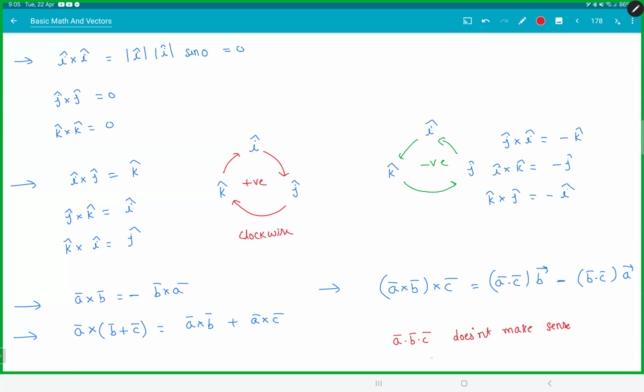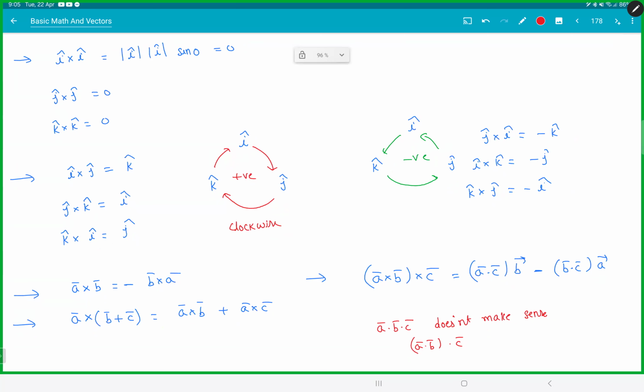Because the moment you do A dot B, this becomes a scalar. This is a scalar, this is a vector. Dot product is done between two vectors. You can't do it between these. That's it. There will be theoretical questions like this that you will get. Clear with this?